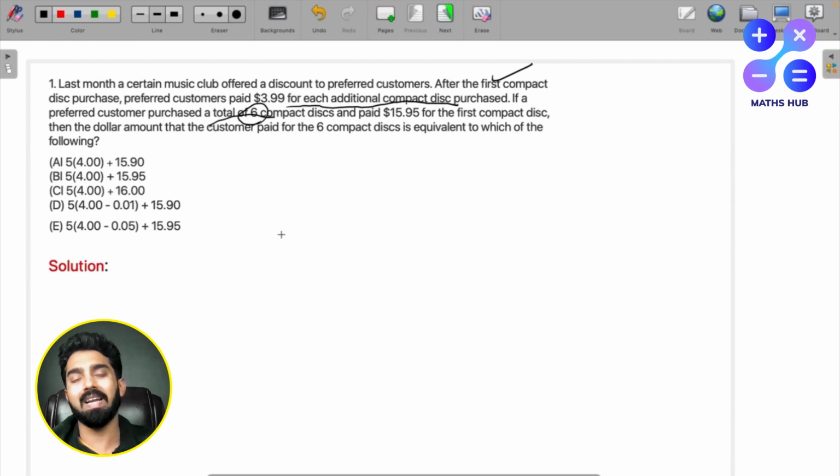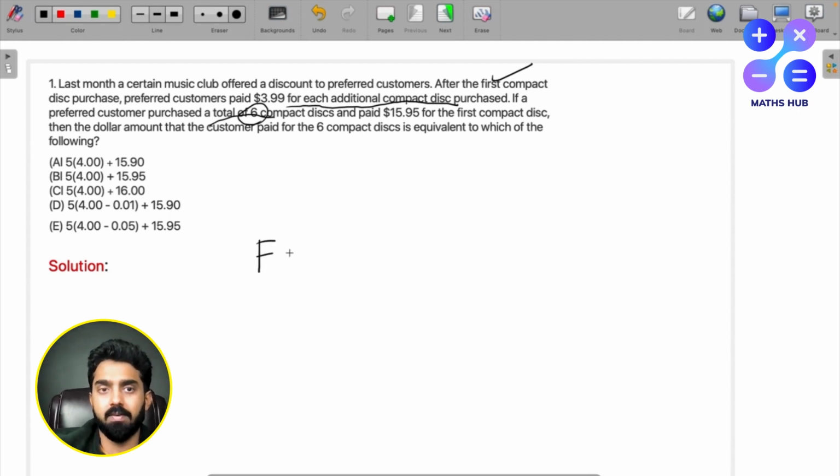So now we don't have to find the actual value, but rather we need to say which of these options represents the actual answer. So let's tackle it. There are two different things we need to be careful about. We are told that there is a first purchase, the first disc that the customer buys, and an additional purchase, every additional disc the customer buys. The value of the first purchase is $15.95 for the first disc.